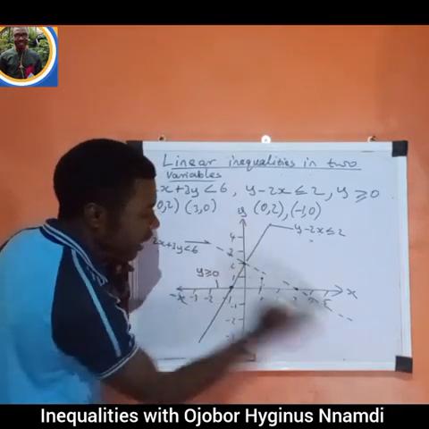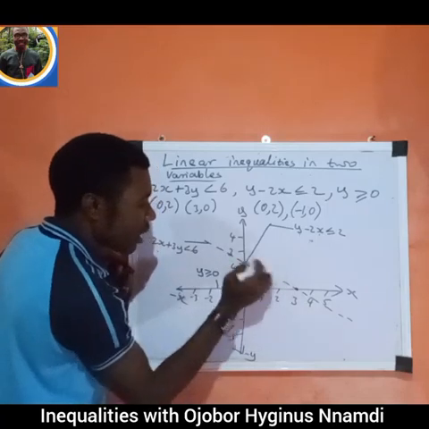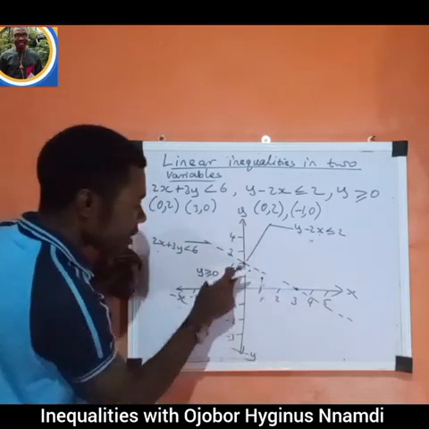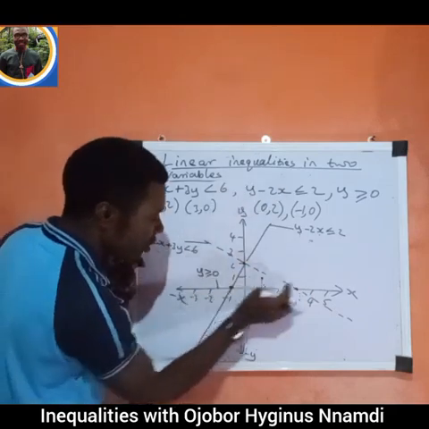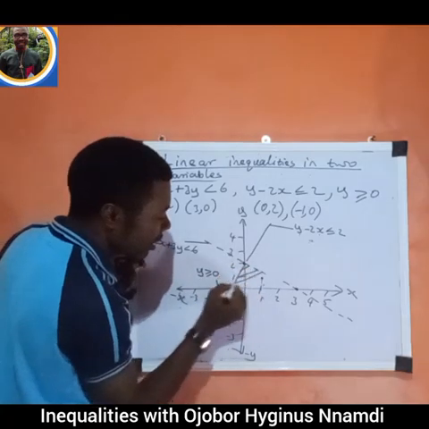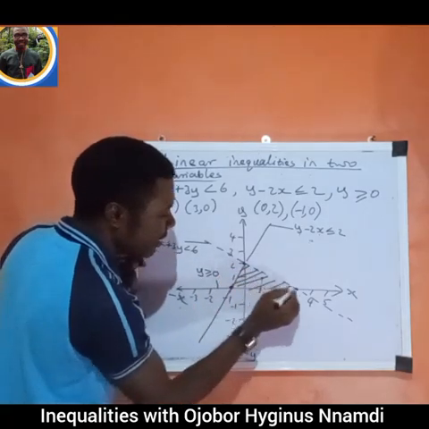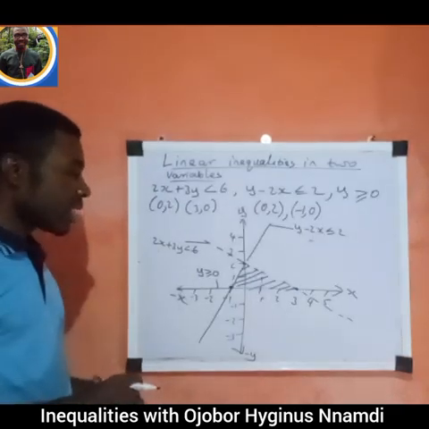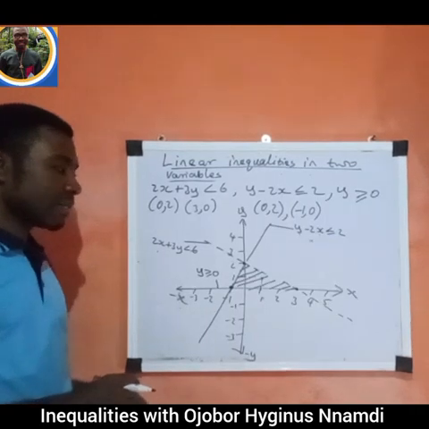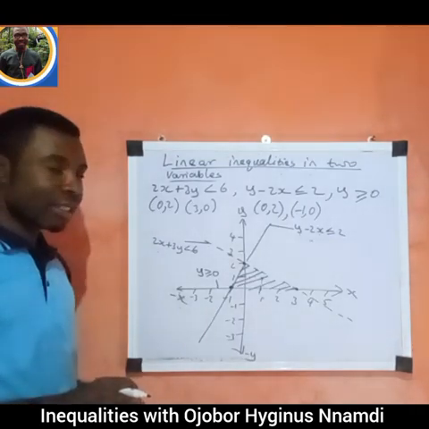When I was shading here, this place was shaded. When I was shading for this line down, this place was shaded. Then when I was shading for this up, this was also shaded. So this is the region that satisfied the 3 inequalities. That is how we have gotten that. That's how we get that. Okay?